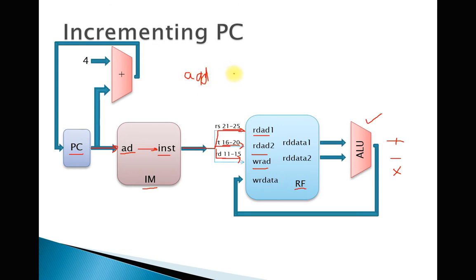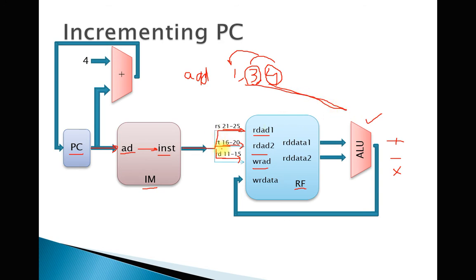The add instruction tells you it has 3 operands. This instruction adds these 2 and places the result here. So we have to perform some operation on these 2, which means we have to pass them to the ALU.